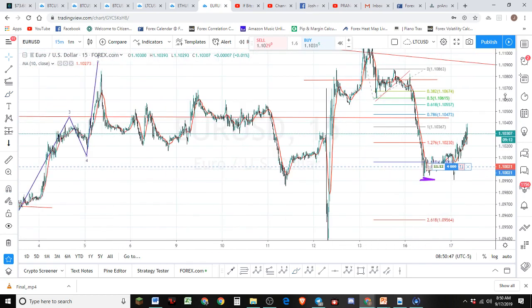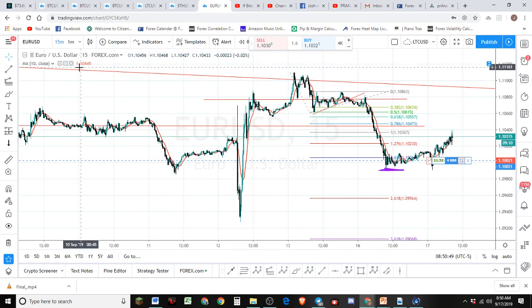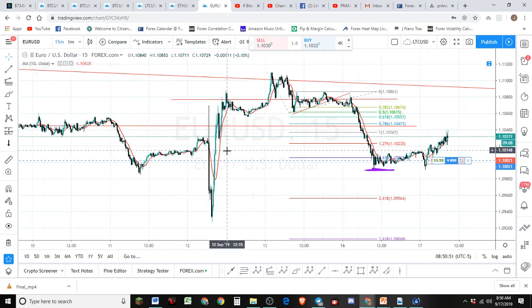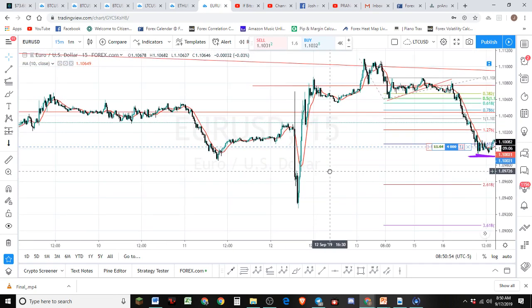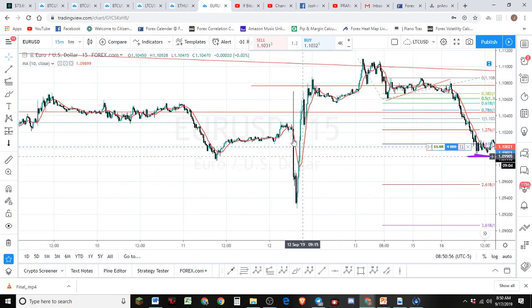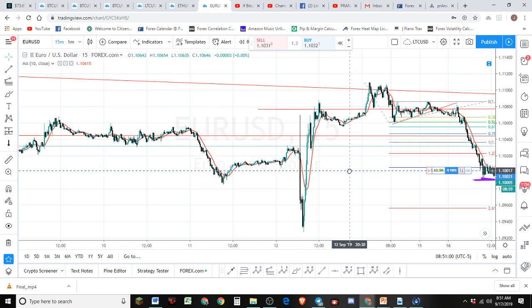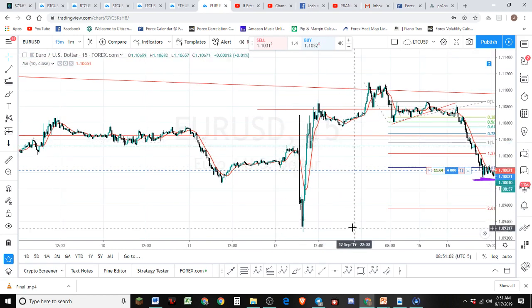Now I just want to show you, this is the foreign exchange, okay? This is a different market than you're used to, but let me just show you what the market makers do. There's a lot of manipulation. You think there's manipulation in crypto? There's a lot of manipulation in the foreign exchange, and you just have to learn to trade with it.